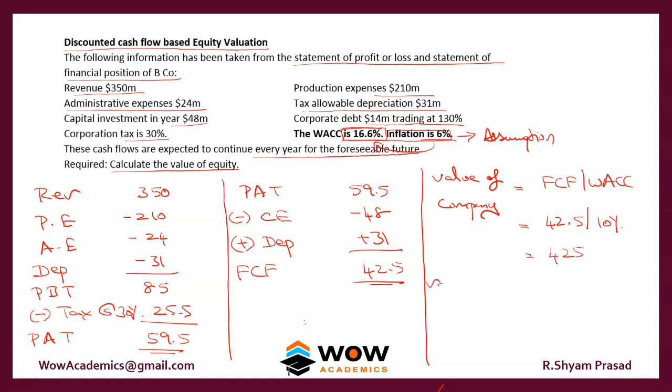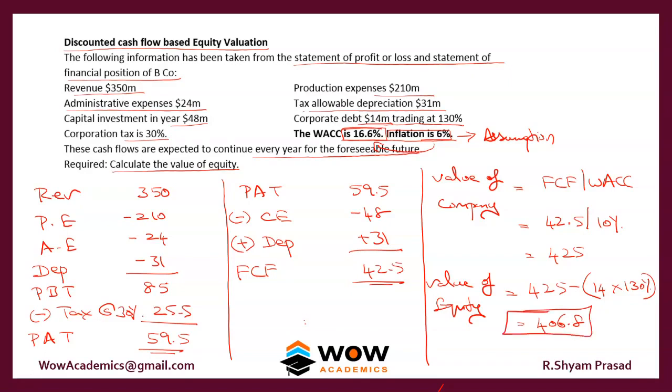425. So now we have to find out the value of equity. The value of equity is the value of the company minus the value of debt. The value of the debt is 14 million, but it is traded at 130 percent. So it is costlier than the 130. If we solve it, we get 406.8.